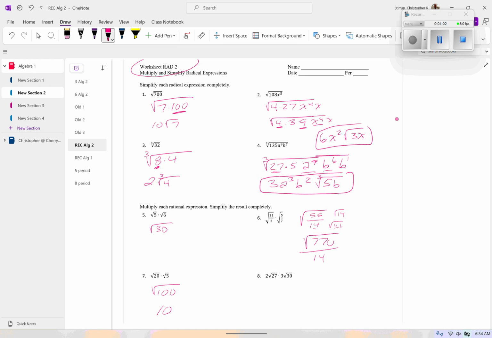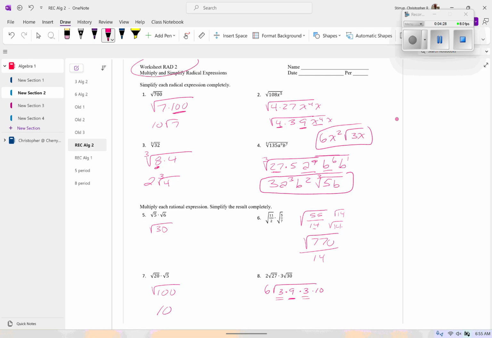This one I'm going to multiply outside, outside, and then inside, inside. Now, a couple things you could do. Think about this. I could multiply 27 times 30, which is going to give me a large number. But is 3 times 9 27? The answer is yes. What about 30? Is 3 times 10 30? So this is a perfect square, and I'm also looking for pairs.